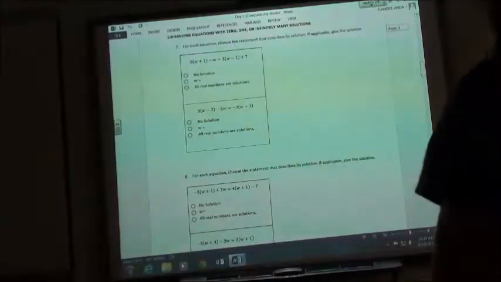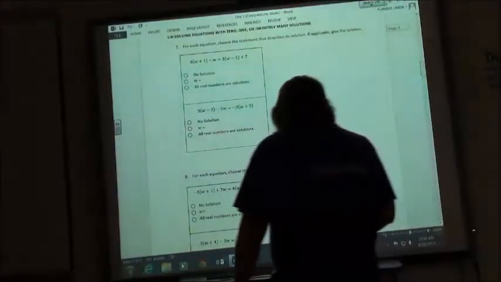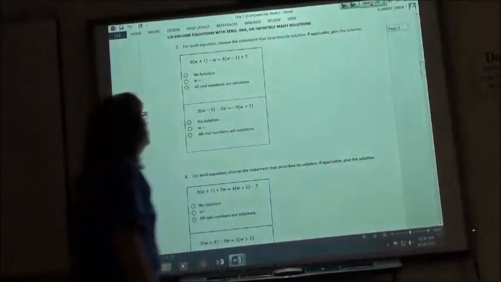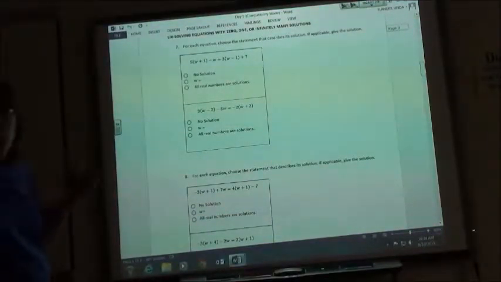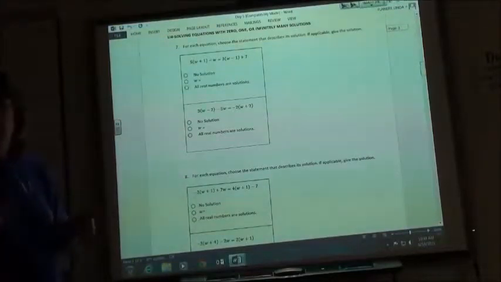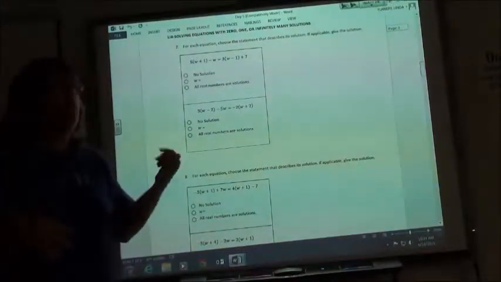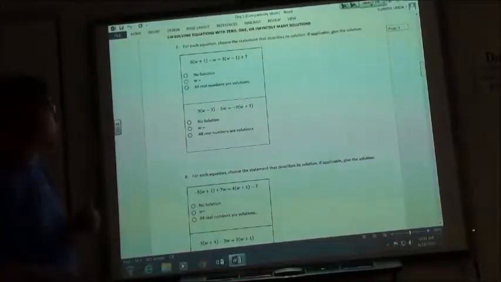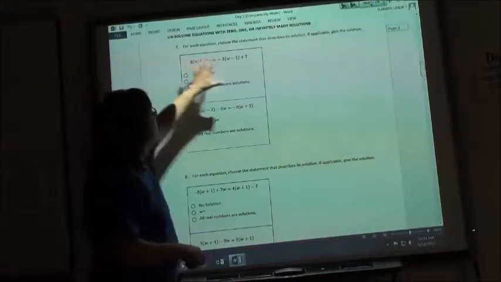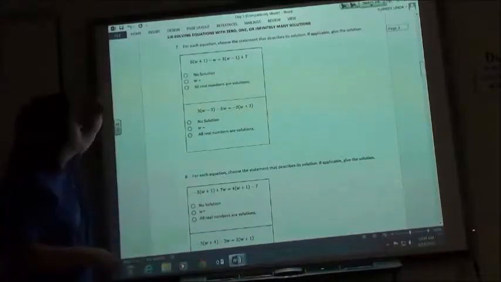Seven, 8, and 9, solving equations with 0, 1, or infinitely many solutions. We're used to solving all our equations and getting w equals an answer. But there are some times when your variable could equal any number in the world, and they always would end up being equal on each side, or when you try to solve it, you're never going to get an answer that works. So we're going to solve these like we solve everything else, or at least we're going to start that way.